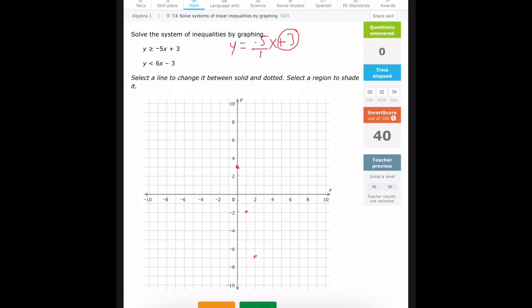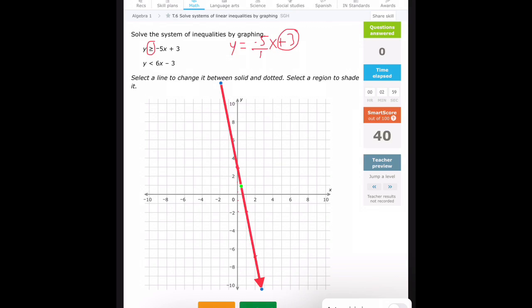Okay, now again, this is greater than or equal to. So this is going to be a solid line on here. All right, so I'm going to use a straight line tool here. I'm going to draw my line in this way. Okay, so it's going to look something like this. All right, now it's a solid line because it was equal to, and then I got to decide which side is it going to be shaded on.